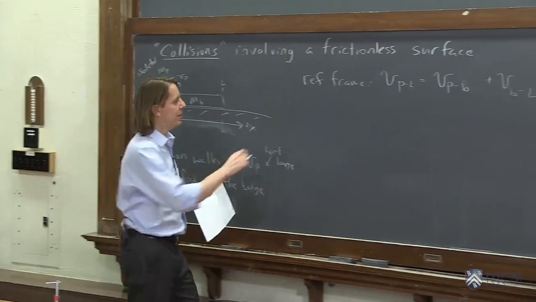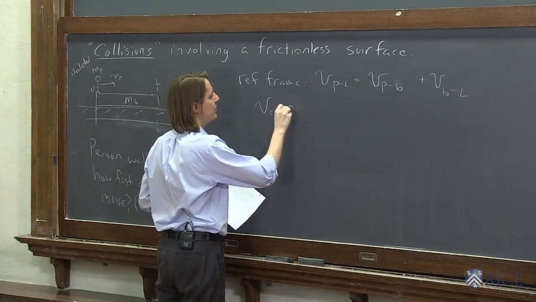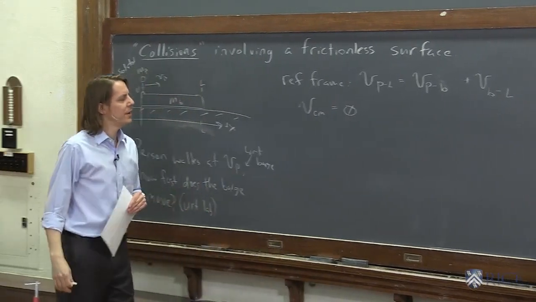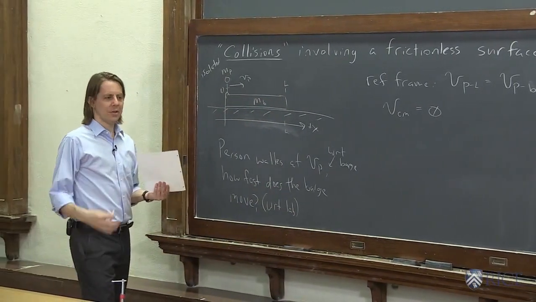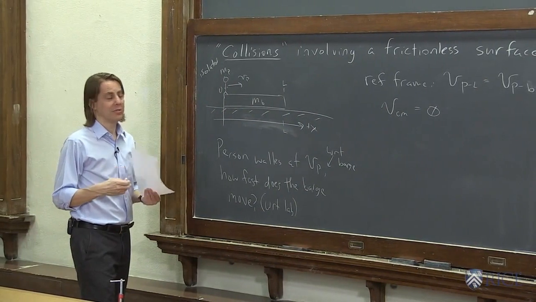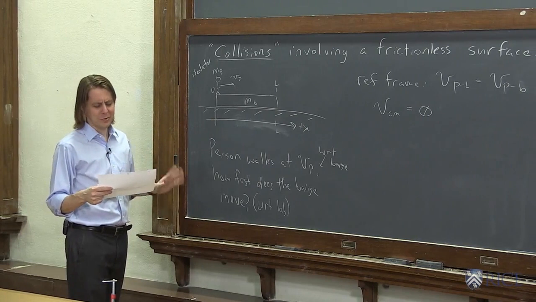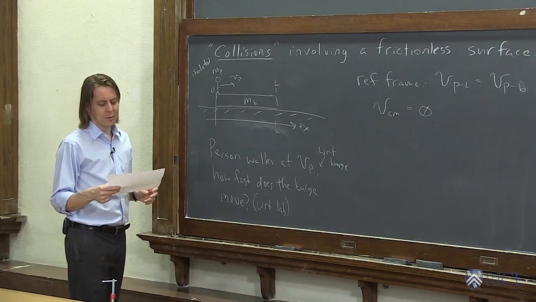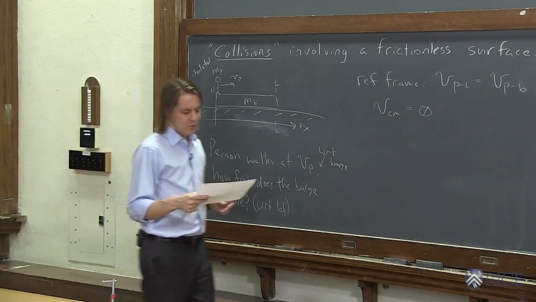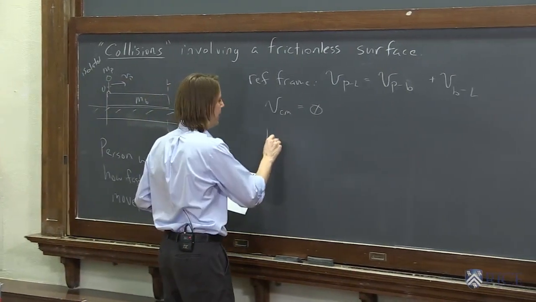So we want to say the velocity of the center of mass is 0. But we have to get that center of mass in a specific reference frame. We could do it in the barge frame, we could do it in the lab frame. Let's do it in the lab frame. That usually makes a little bit more sense to do.